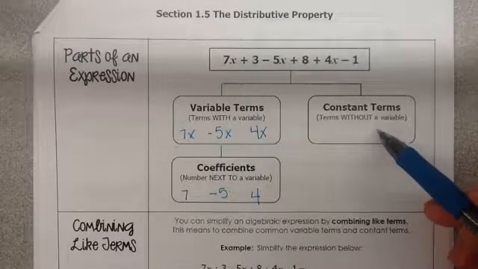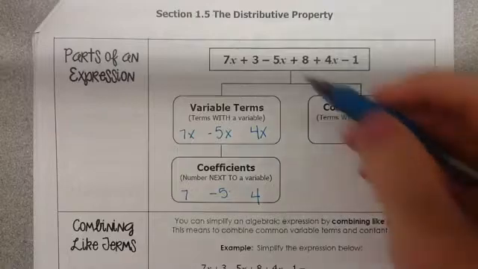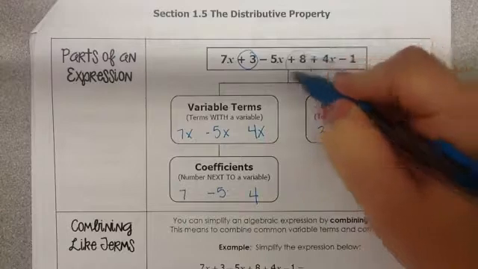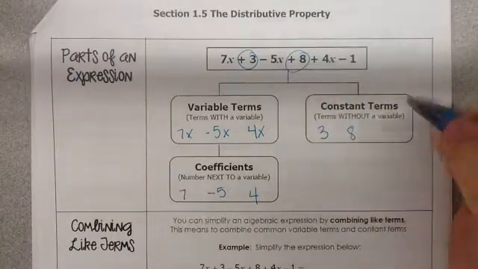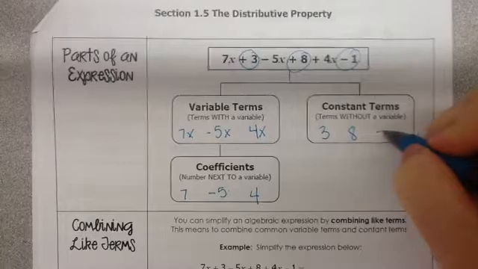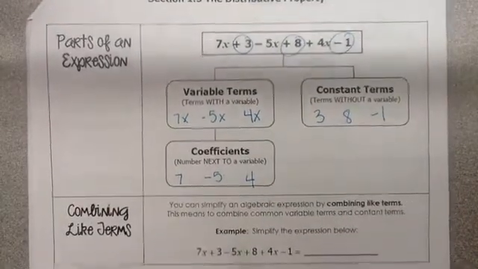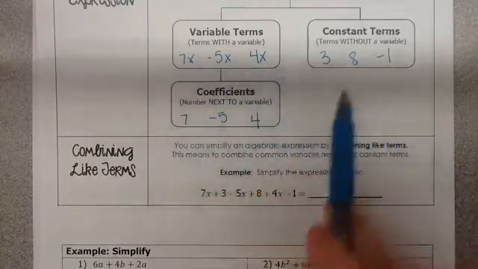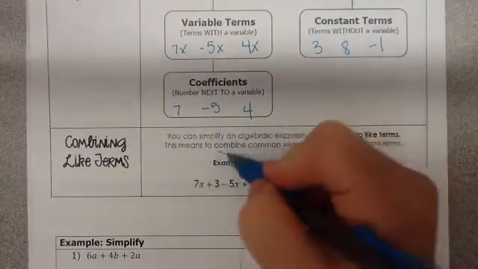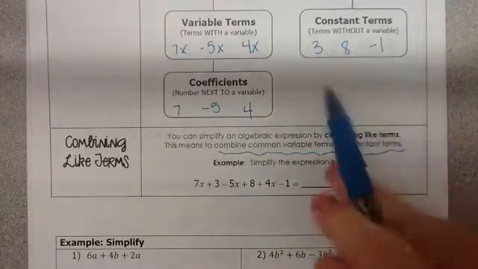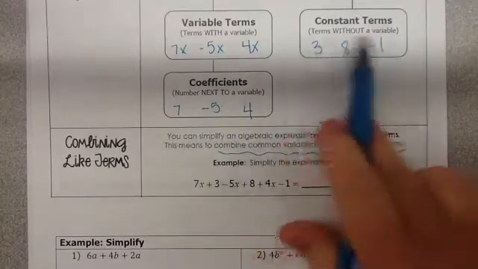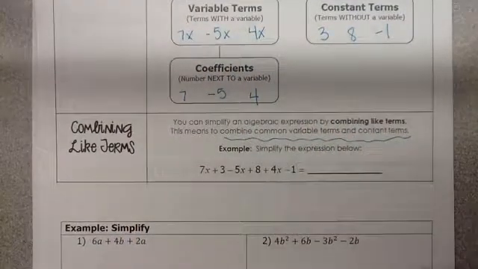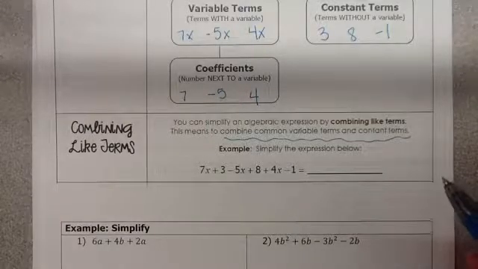Constant terms then are the pieces that did not have a variable. So for instance, positive 3. What would be the next one? Positive 8. And lastly, negative 1. When it comes time to combining like terms, we can only combine terms that are the same. If they have a common variable or if they don't have one. So these ones could be combined together. These ones could be combined together. So they have to be like terms to be able to go together.